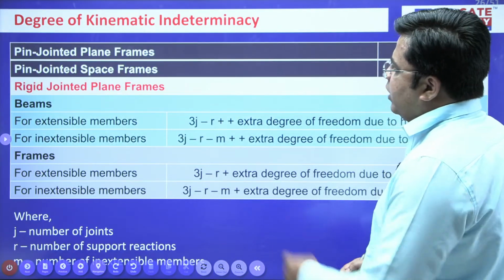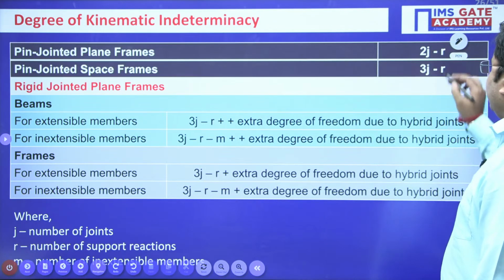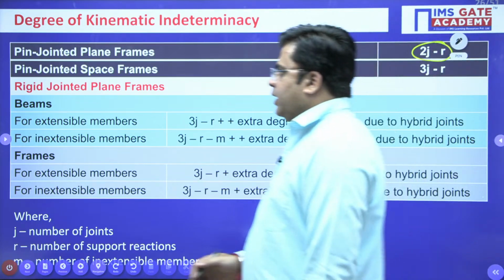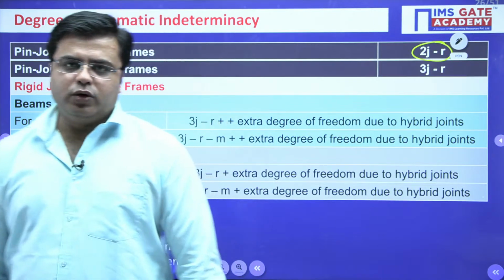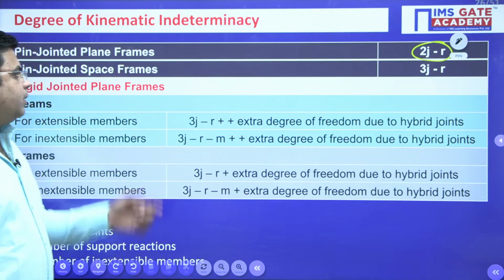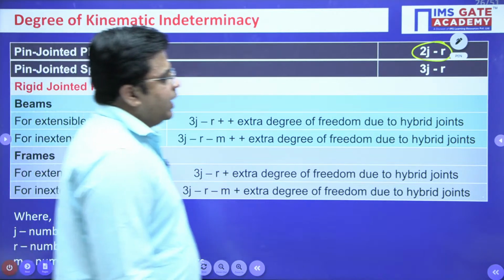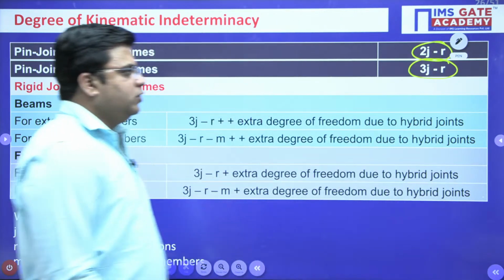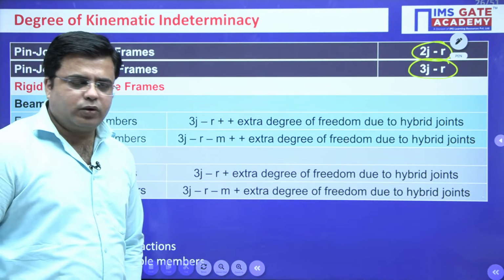So for a pin jointed plane frame, the kinematic indeterminacy is 2j minus r, where j is the number of joints and r is the number of support reactions. Okay. For a pin jointed space frame, your kinematic indeterminacy is 3j minus r. Again, j is the number of joints and r is the number of support reactions.